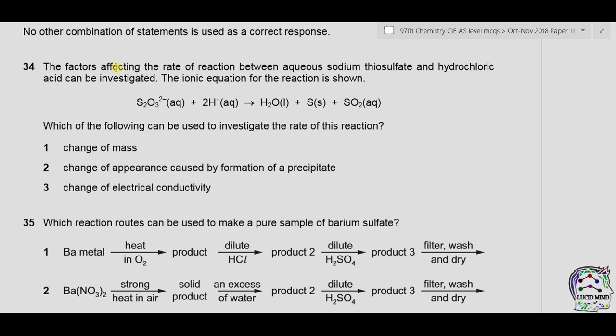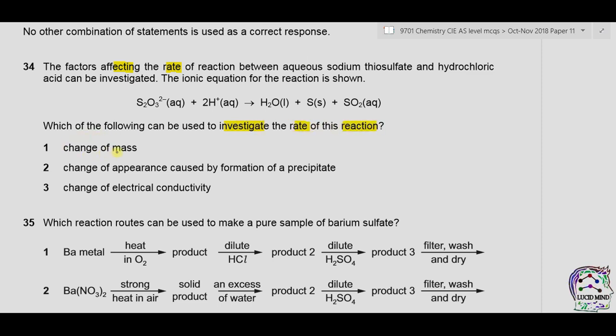Question 34. The factors affecting the rate of reaction between aqueous sodium thiosulfate and hydrochloric acid can be investigated. The ionic equation for the reaction is shown. This is the ionic equation. Which of the following can be used to investigate the rate of this reaction?